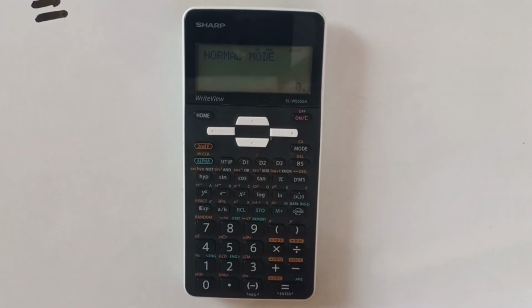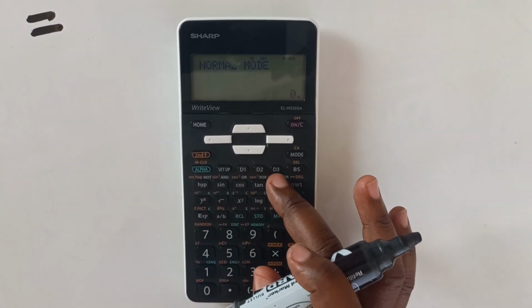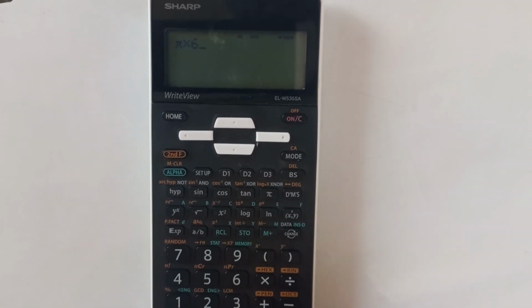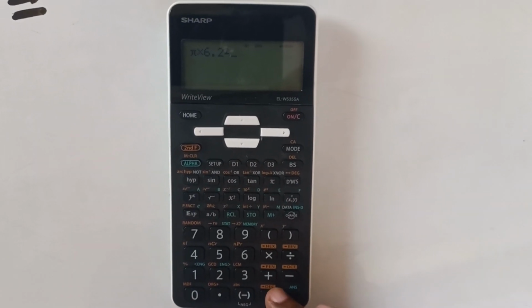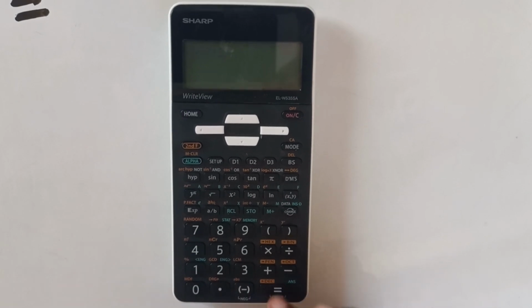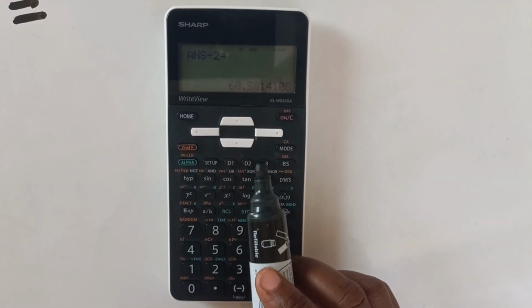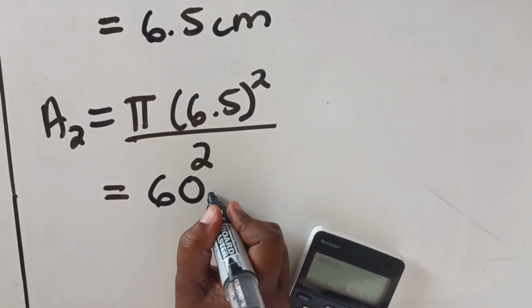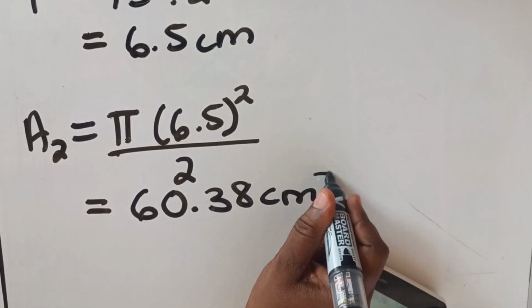Right? With different calculators, it differs. With this Sharp calculator, the pi is there. So you say pi, you say times 6.5 squared, and then you say equals, then you divide everything by 2. Divide by 2 equals, then I make it a decimal. I'm going to round it to 2 decimal places. It's 60.38. So my area 2 is 60.38, and then the unit is centimeter squared.